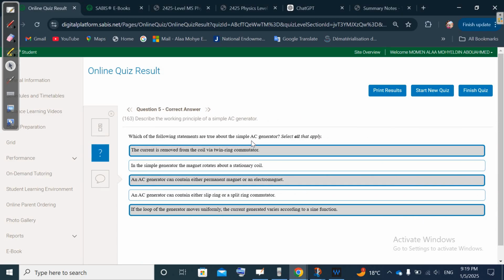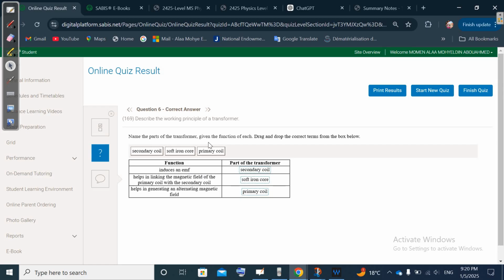Which of the following statements are true about a simple AC generator? Again, you should know this for the periodic. The current is removed from the coil via a twin ring commutator. In a simple generator, the magnet rotates? No. An AC generator can contain either a permanent magnet or an electromagnet. Yes. An AC generator can contain either a slip ring or a split ring commutator. No, that's wrong. If the loop of the generator moves uniformly, the current generated varies according to the sine function, yes. Okay, moving on.